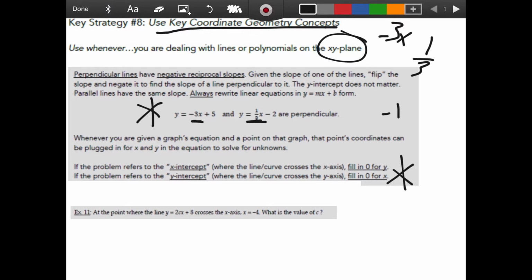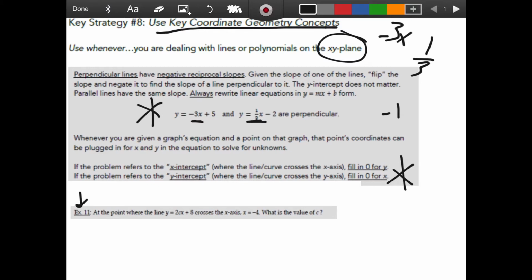So we could use this on a problem like number 11. At the point where the line y equals 2cx plus 8 crosses the x-axis, x is equal to negative 4. So negative 4 is the solution. What is the value of c?